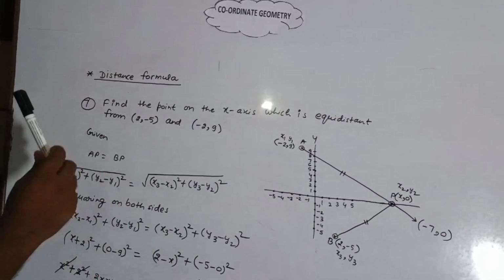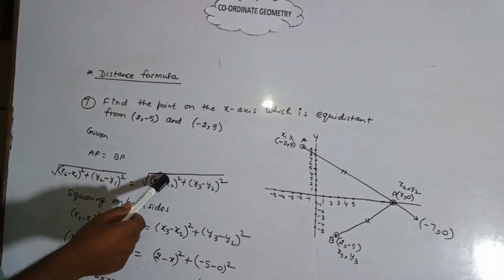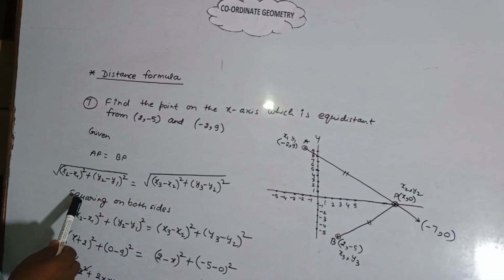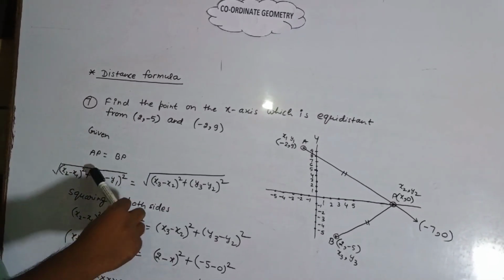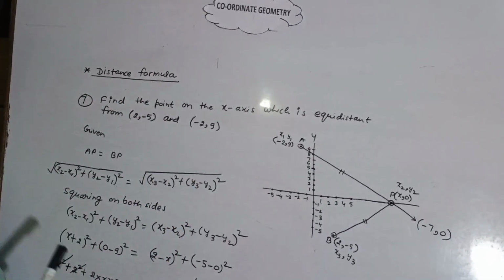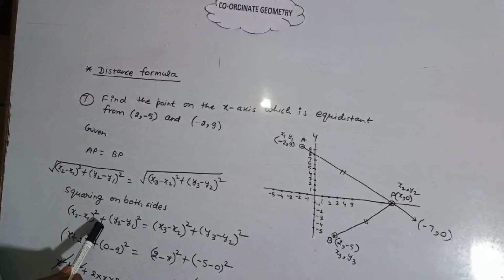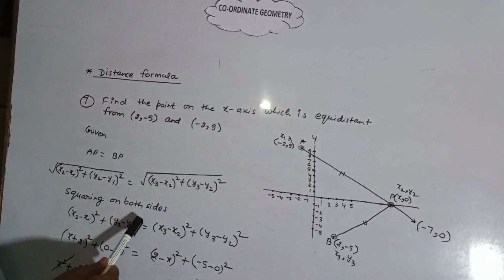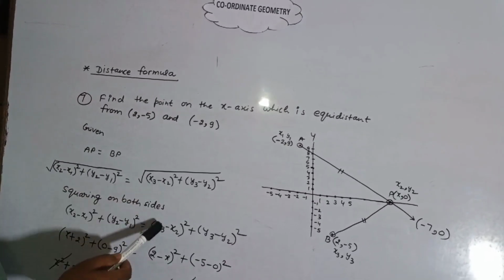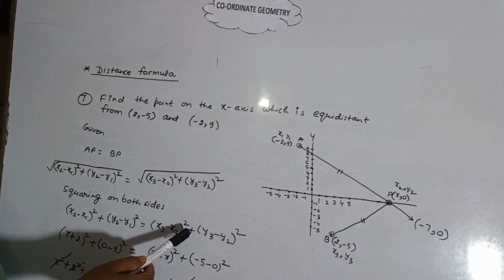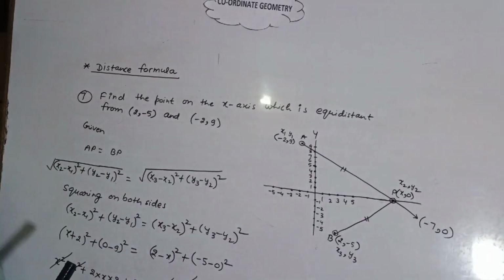Now we have square root on both sides. We will square on both sides. Squaring on both sides, we will remove the square root from both sides. We will write here (x2 minus x1) whole square plus (y2 minus y1) whole square is equal to (x3 minus x2) whole square plus (y3 minus y2) whole square.